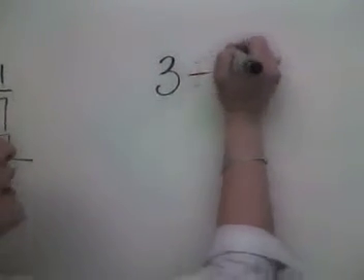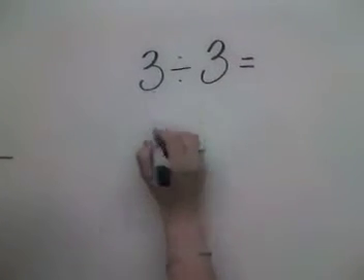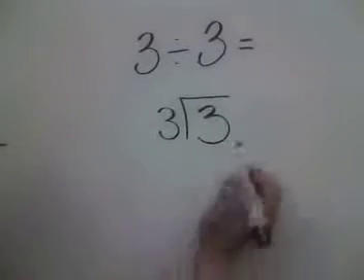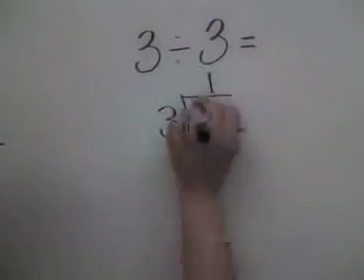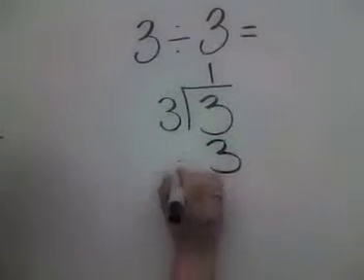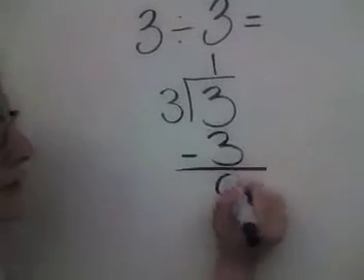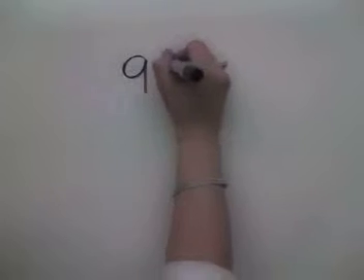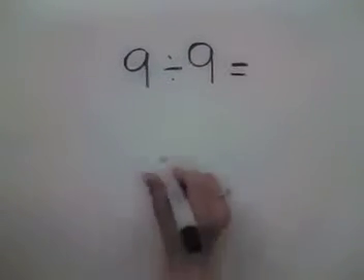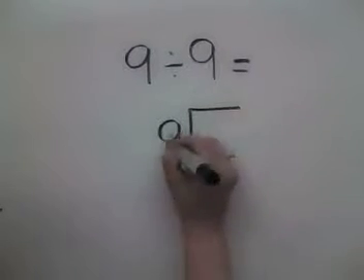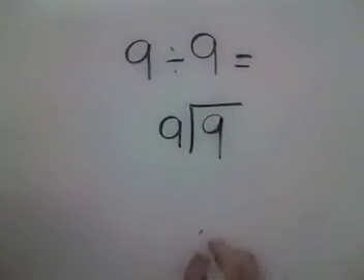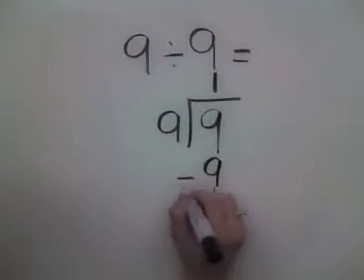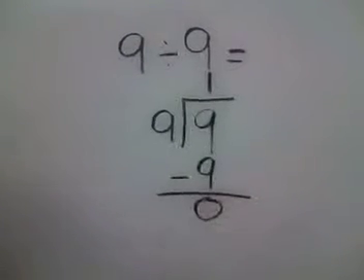Let's take 3 divided by 3. 3 divided by 3. 3 goes into 3 one time. 1 times 3 is 3. Subtract these numbers and you get a 0 remainder. Let's try another one. What is 9 divided by 9? We'll set it up just like we did the other problem. 9 divided by 9. 9 goes into 9 once. 1 times 9 is 9. We'll subtract these two numbers and get a 0 remainder.